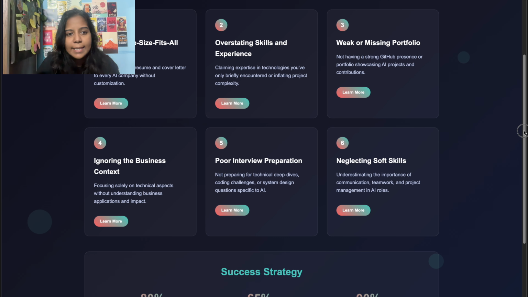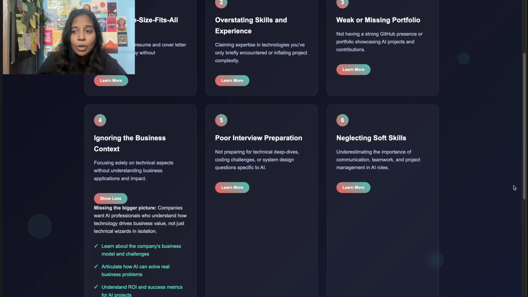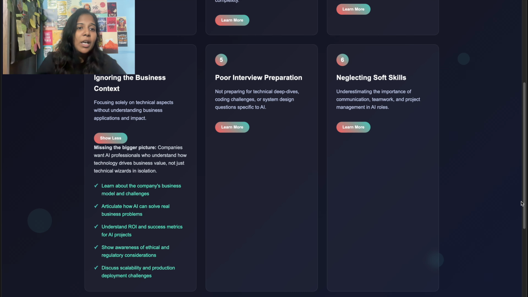And next is ignoring the business context. When you are applying for any job at a company, go to their website and read each and everything that they are working with. It may be a technology, it may be a domain that they are concentrating on, projects, the papers that they have published, clients. They will have everything on their website. Just go through it. It's simple. There is no shortcut for that.